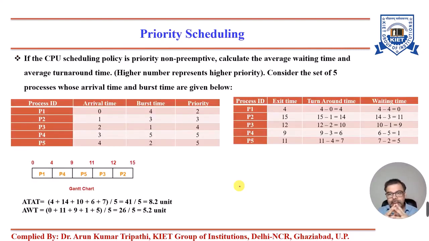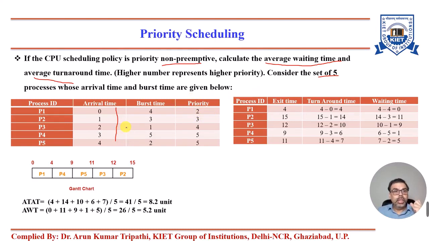Now consider the example with non-preemptive. Here there are 5 processes. We have to again find out the average waiting time and average turnaround time for these processes. So here are the 5 processes: P1, P2, P3, P4 and P5. The arrival time is given, the burst time is given, and the priority is given.